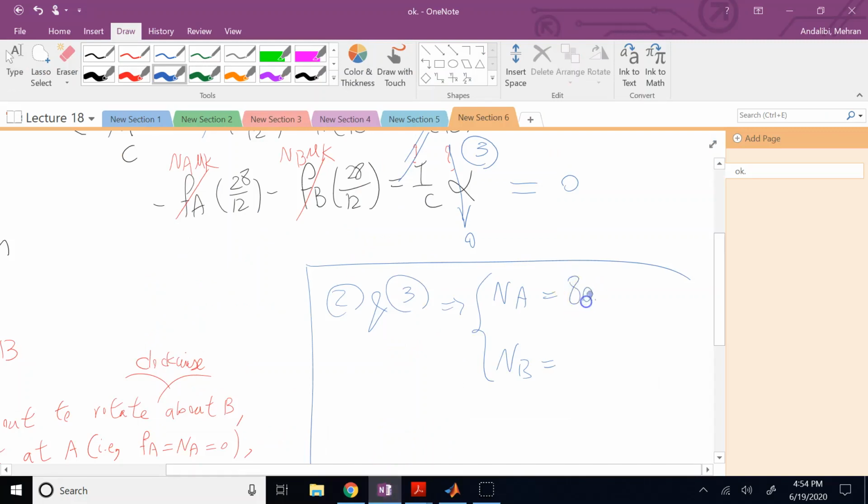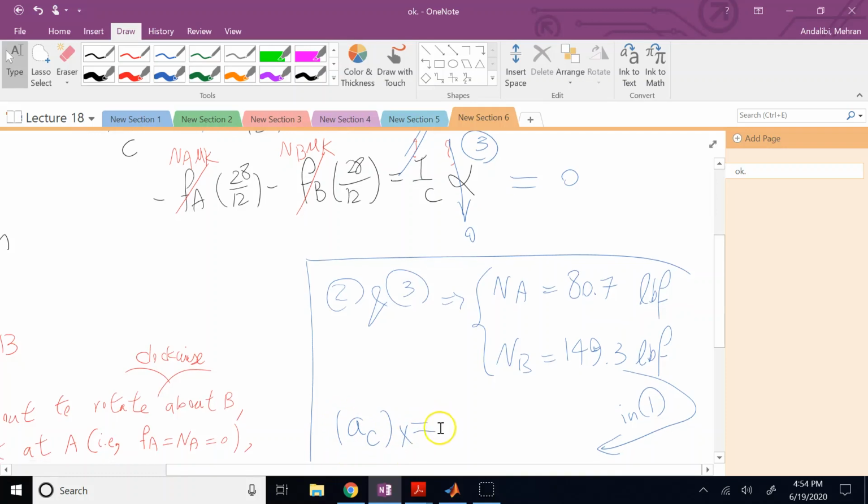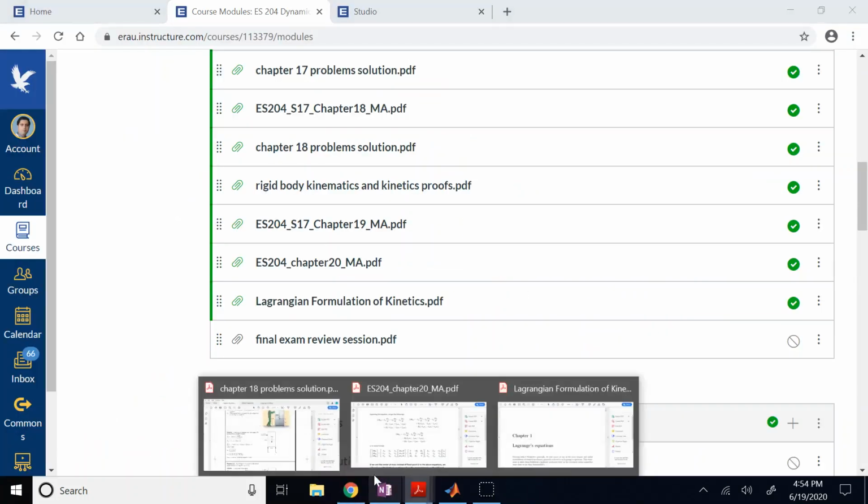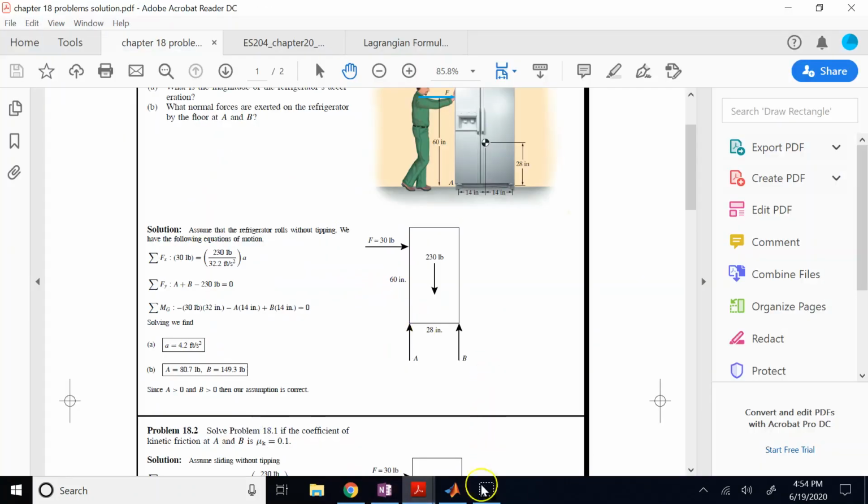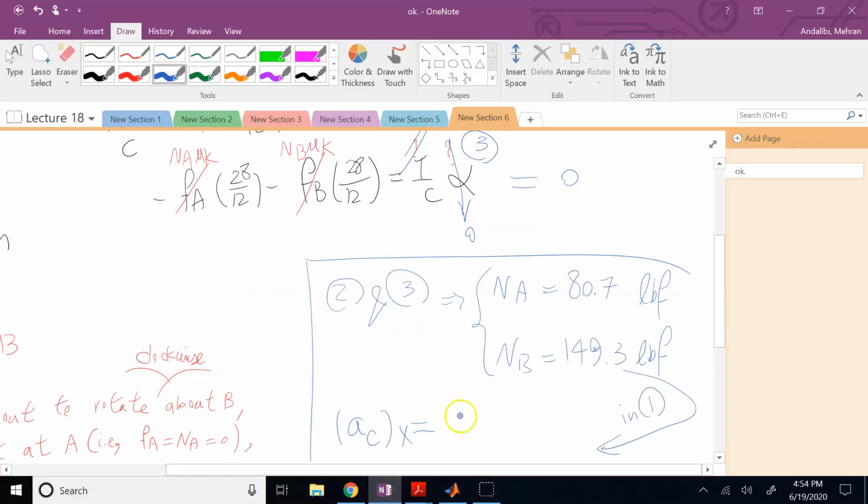So 80.7, 149.3 pound force. These are these, and then when you plug these back into 1, you will see that the acceleration of the fridge in the x direction is going to be 4.2 feet per second squared.